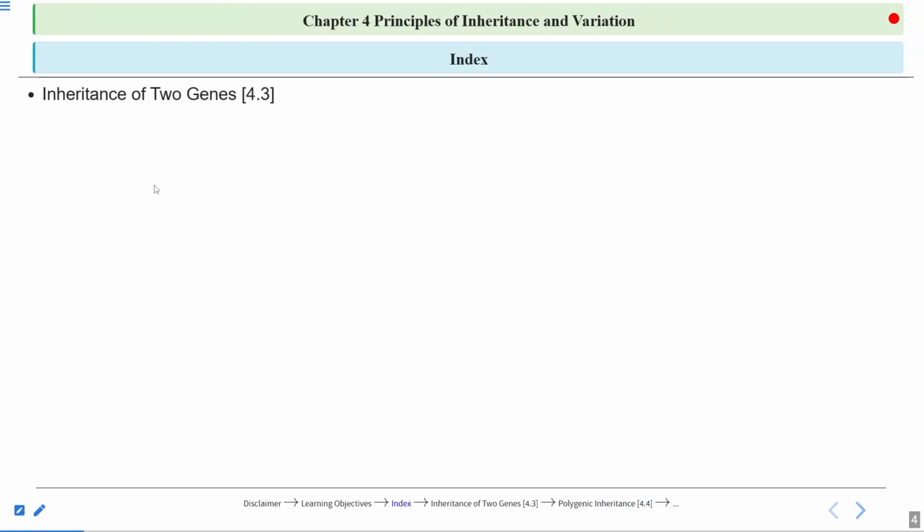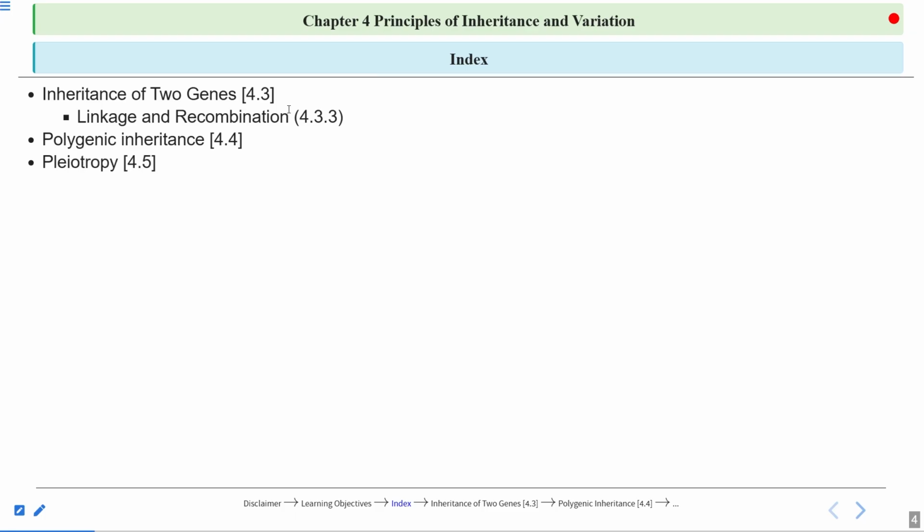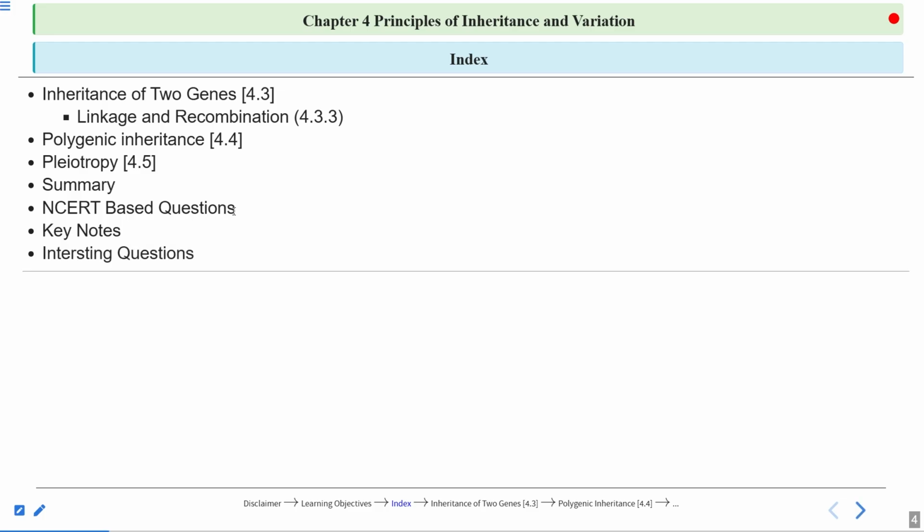So today we'll be talking about linkage and recombination, which is under the section inheritance of two genes. We'll talk about polygenic inheritance. We'll talk about pleiotropy. And we will summarize this entire lecture. We'll discuss some NCERT based questions related to these topics. In the end, we'll discuss some keynotes that will help you memorize all these concepts. And in the end, there'll be some interesting questions for you, which will enhance your critical thinking ability.